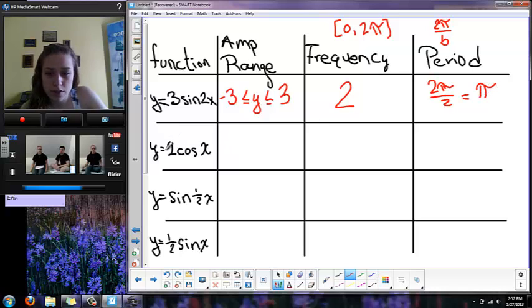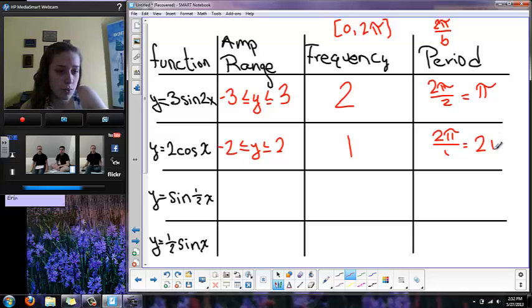Okay, this one, the amplitude is 2, so the amplitude range goes between -2 and +2. And it's always less than or equal to, and greater than or equal to, because the function actually does hit the -2 and it does hit the +2. Okay, so make sure that you have those symbols written out correctly. The frequency is just 1, meaning I'm only going to see one curve between 0 and 2 pi. And then 2 pi divided by 1 tells me that my period is 2 pi. So how long does it take for me to see one curve?